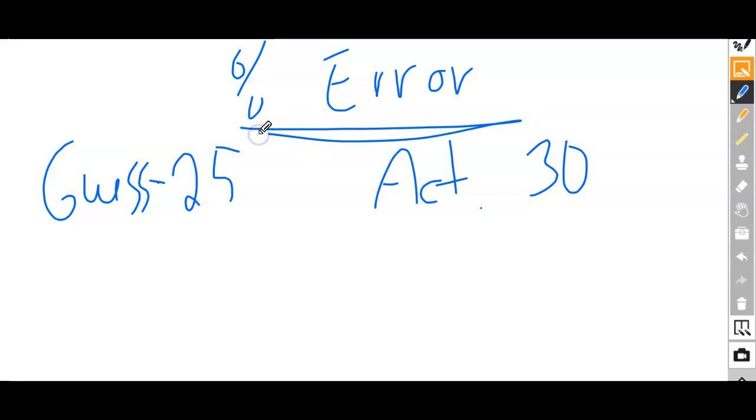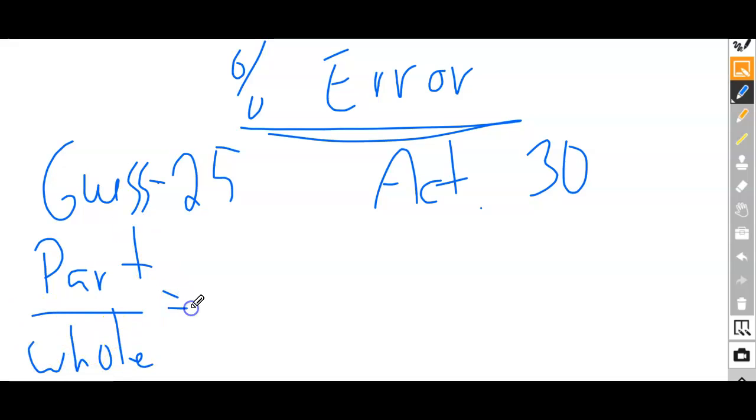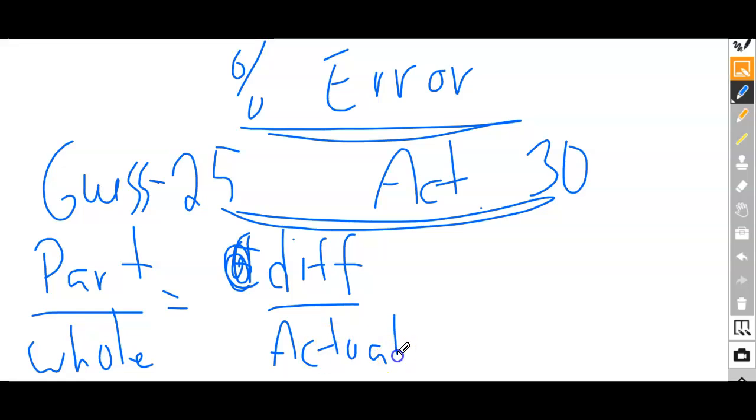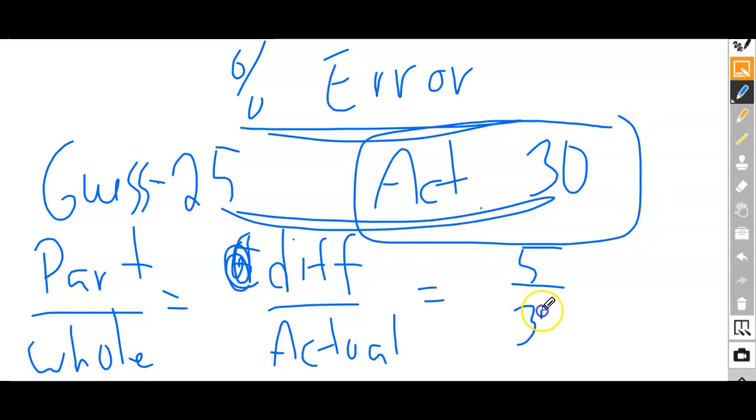So percent error, I need a part and a whole. And so the part would be the difference still, how much I'm off. So that is still, I will change this, we'll write difference over actual. Okay, so the difference is still 5 here, right? We still do that the same. Now it's not the original, it's the actual. So the actual in this case is 30.